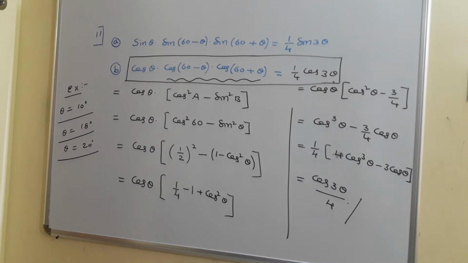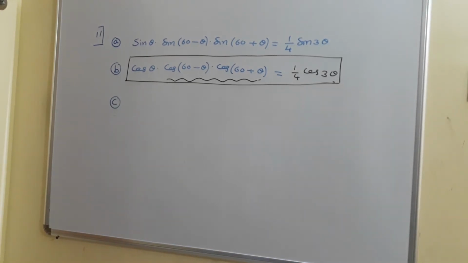In that statement, cos theta into cos of 60 minus theta into cos of 60 plus theta is equal to 1 by 4 cos 3 theta. You just replace theta with 10. You will get that cos 10, cos 50, cos 70 is equal to 1 by 4 cos 30. Find its value. And again replace theta with 18 and write another math problem, and then replace theta with 20 and make another problem. These are simple examples related to the given statement by replacing theta as 10, 18 and 20. Just observe it.